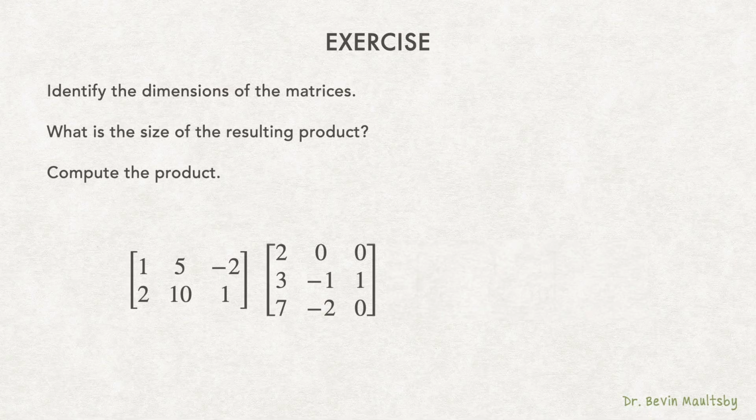Okay, here are the solutions. The first matrix is 2 by 3, 2 rows, 3 columns. The second matrix is a square matrix. It's 3 by 3. We have matching inner dimensions, so multiplication is possible, and the result will be a 2 by 3 matrix.